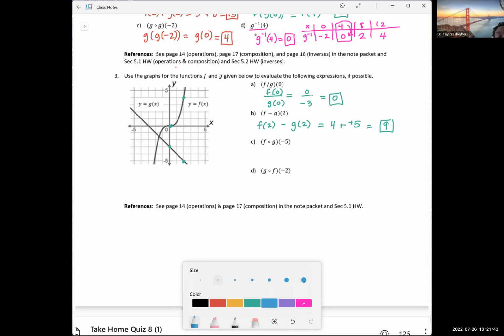F of G of -3. That means we put, I'm sorry, -5. We put -5 into G. Whatever that value is, we put that into F. So G of -5 is 2. But then we say F of 2, and that's 4.